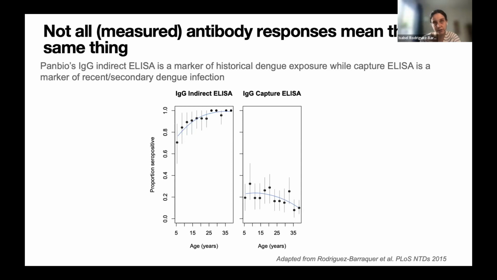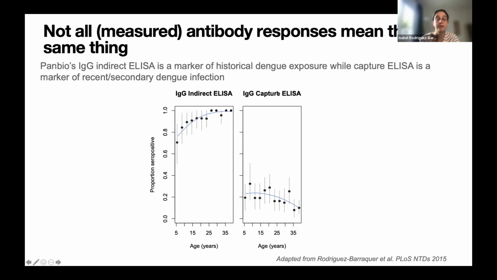Going back to the Chennai study that I mentioned earlier, they sell PanBio two different dengue kits, the IgG indirect ELISA and the IgG capture ELISA. Both measure IgG, but this is what the results look like, with the same samples with the two assays. So very different stories. You really need to understand how the assays have been optimized and what the sensitivity and the specificity is for your particular use.